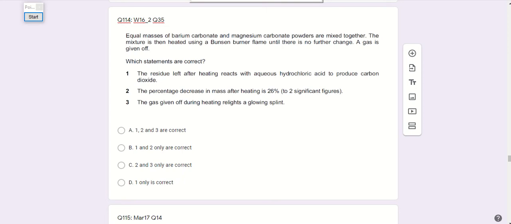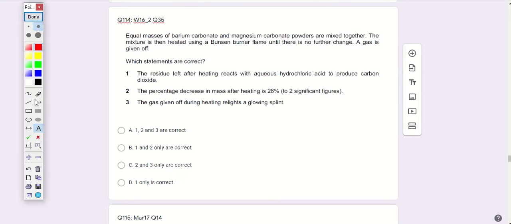Chapter 11, question 114. Now, they have barium carbonate and magnesium carbonate powders mixed together. Then the mixture is heated with a Bunsen burner flame until no further change. A gas is given off. So, you have two group 2 carbonates. One is magnesium carbonate, the other one is barium carbonate.